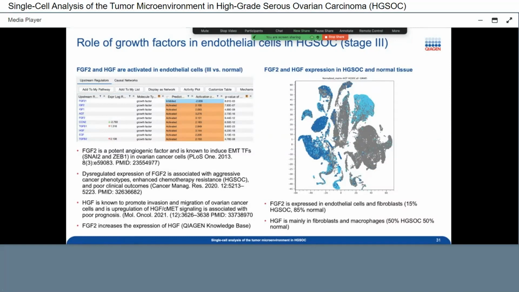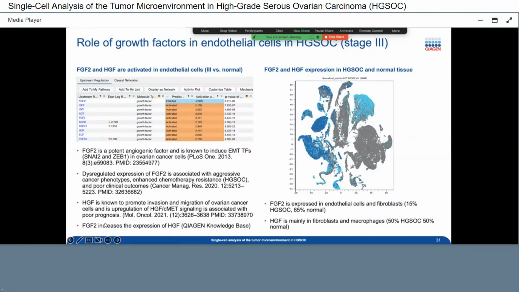Not only do you diagnose very late, but it's hard, the drug doesn't work very well. They work for a time and then they disappear, right? And that dysregulation is associated with poor clinical outcomes. On the other hand, HGF is known to promote invasion and migration of ovarian cancer cells. Its upregulation and the HGF-c-Met signal is associated with poor prognosis as well, right?